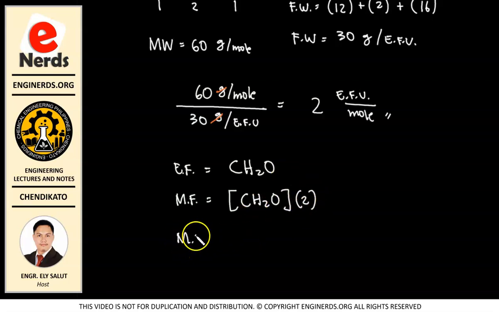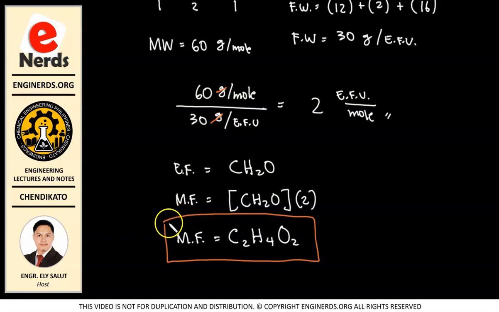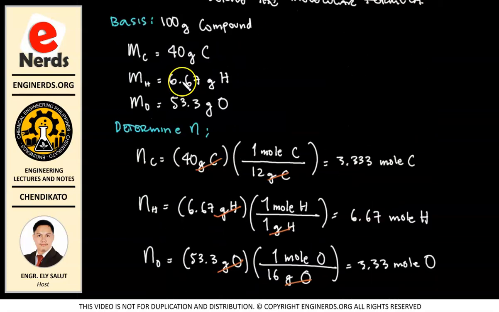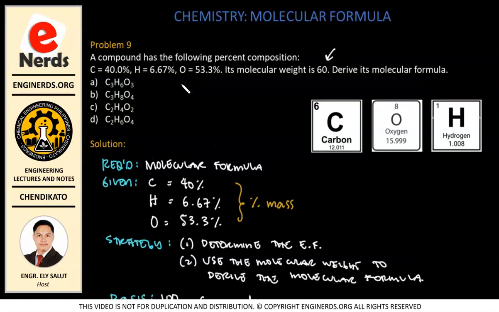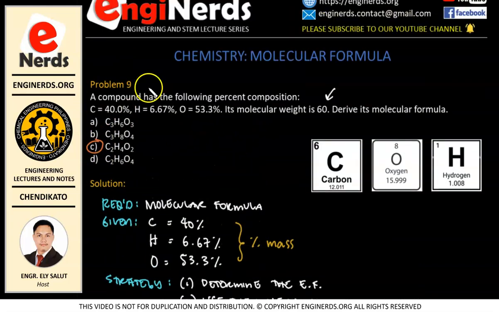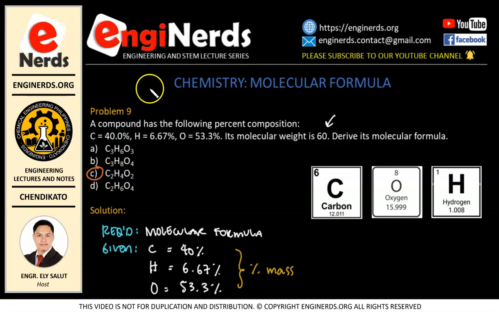So our molecular formula will be equal to carbon, which is 1, multiplied by 2 will be carbon 2. Hydrogen is 2, multiplied by 2 will be 4. And oxygen is 1, multiplied by 2 will be 2. So this will be our molecular formula: C2H4O2, which is letter C in our choices. Okay, so this is our final answer to this problem. Our molecular formula is C2H4O2.